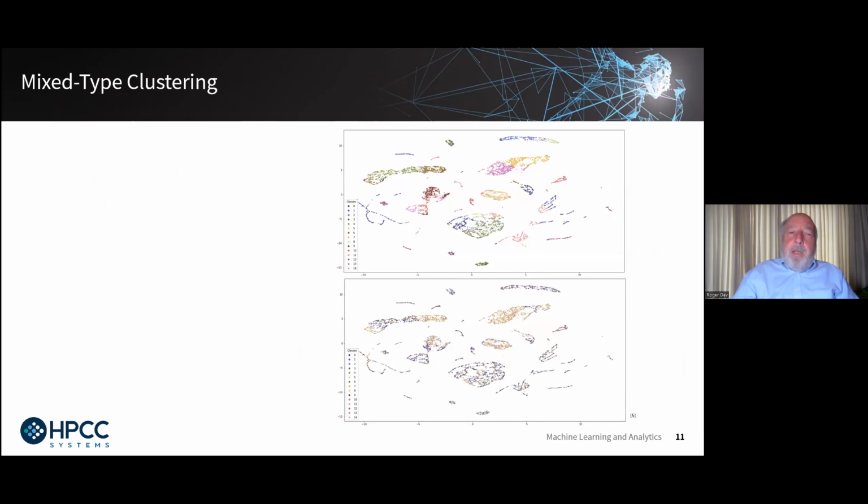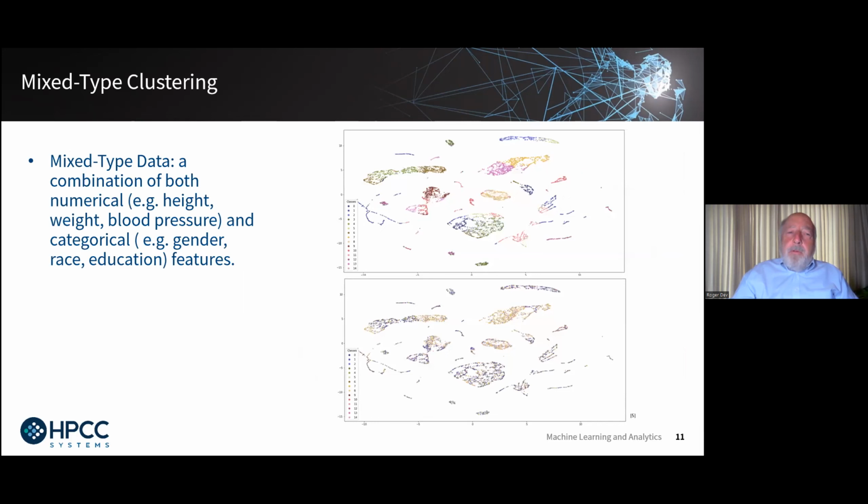But they suffer from a problem. They don't deal well with mixed data types. And most real-world data sets have a mixture of data types. They have categorical data like gender and occupation. They have numeric data like age and weight. And generally, there's a mixture of those.